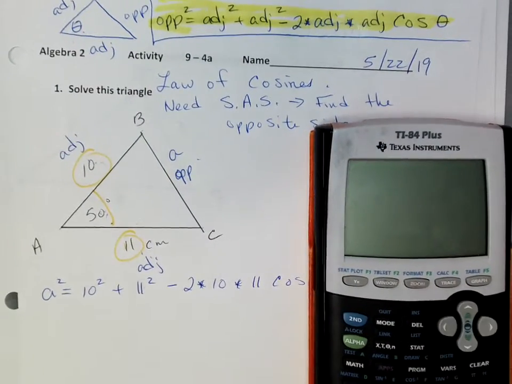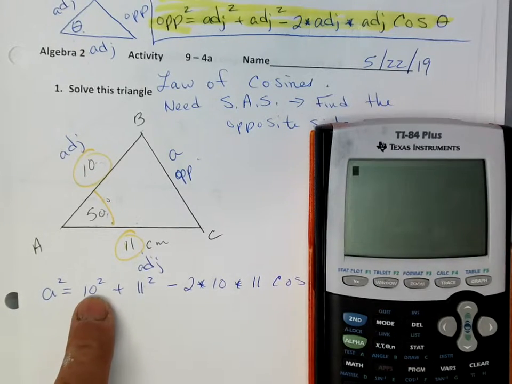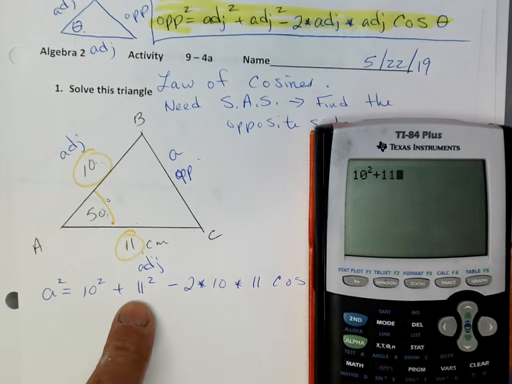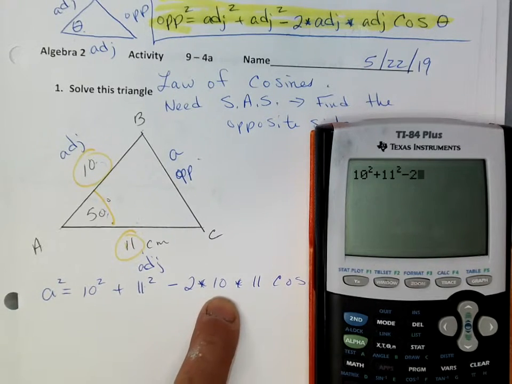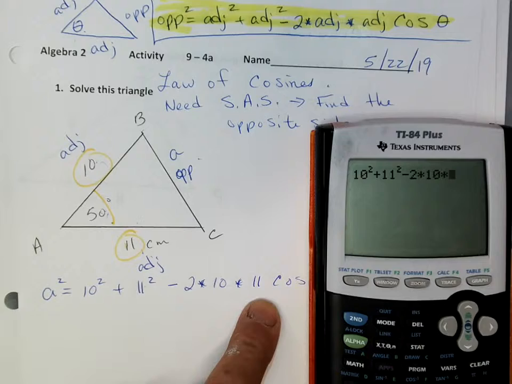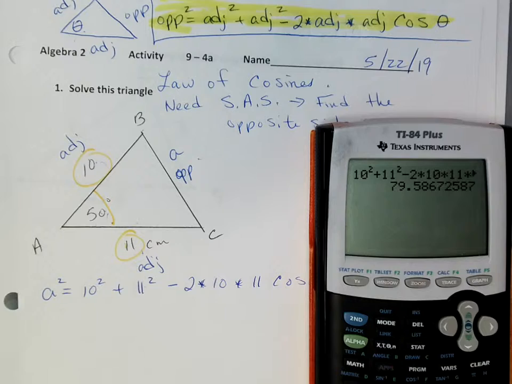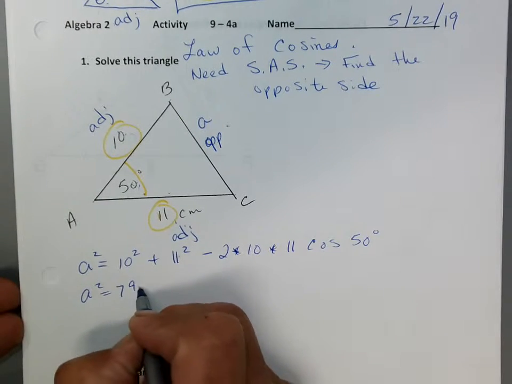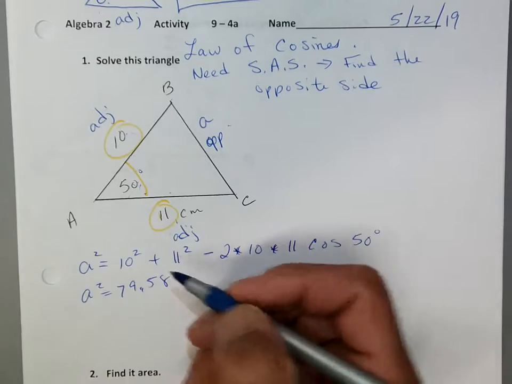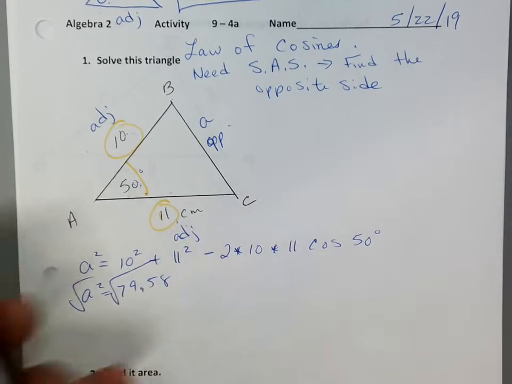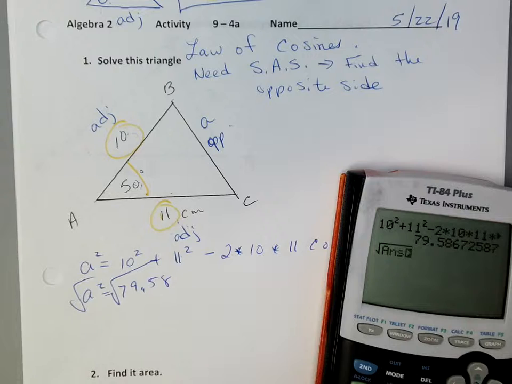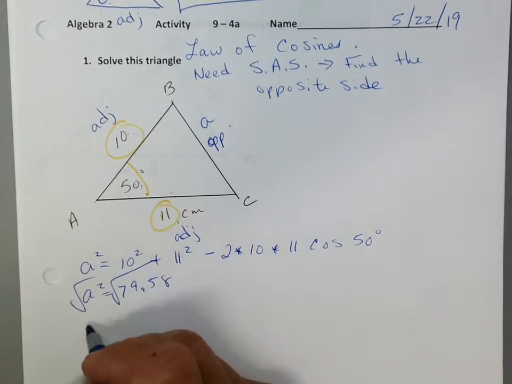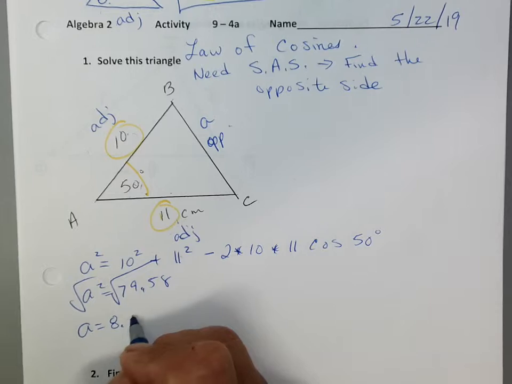So we're going to go 10 squared plus 11 squared minus 2, because that's in the formula, times 10 times 11 times the cosine of 50, and I get an answer. Now, that is not the answer because that's a squared. So a squared is equal to 79.58, blah, blah. So we square root that answer. About 8.9. So that side is about 8.9.